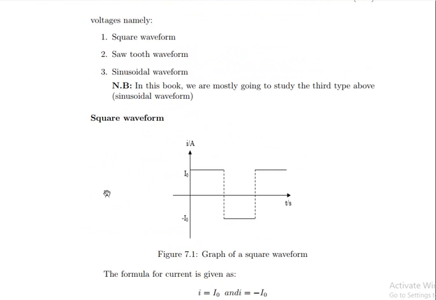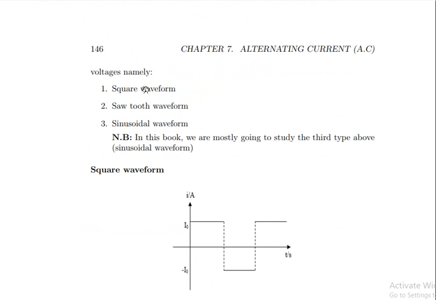So now, here are the different waveforms, or different types of alternating current. Alternating current with a square waveform is represented as such here. You see that there is a constant magnitude, then it changes only its direction, but the magnitude is going to be similar. The second is the sawtooth waveform.